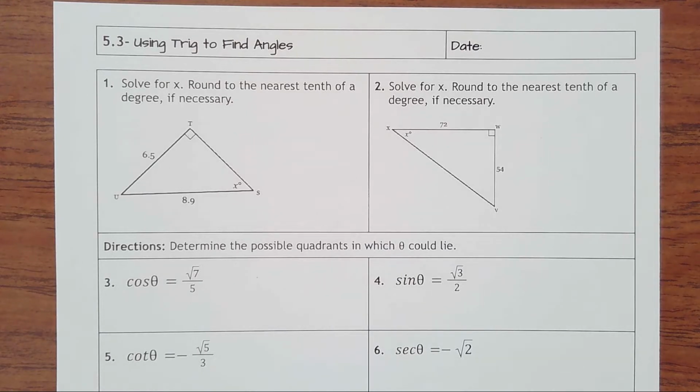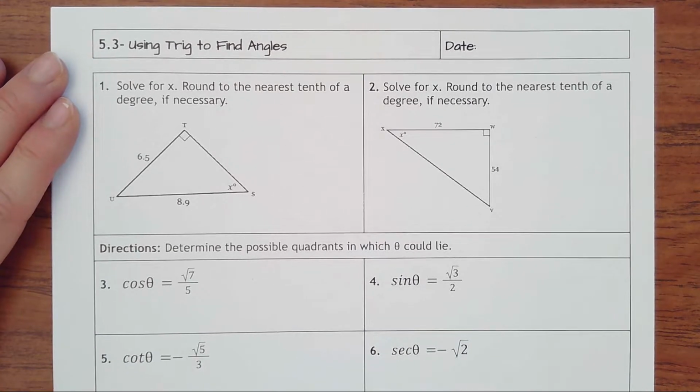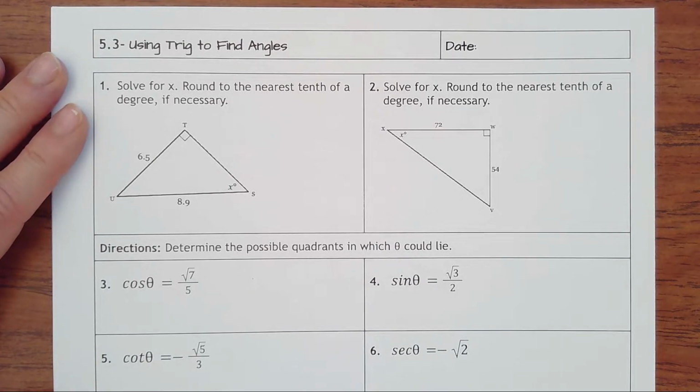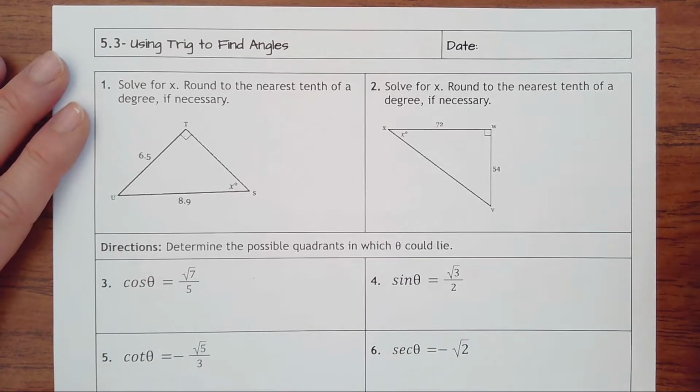5.3, using trig to find angles. We've done this before, but we haven't done it this year yet. This will give us an intro into what inverse trigonometry looks like. Number 1 says solve for x, round to the nearest tenth of a degree if necessary.